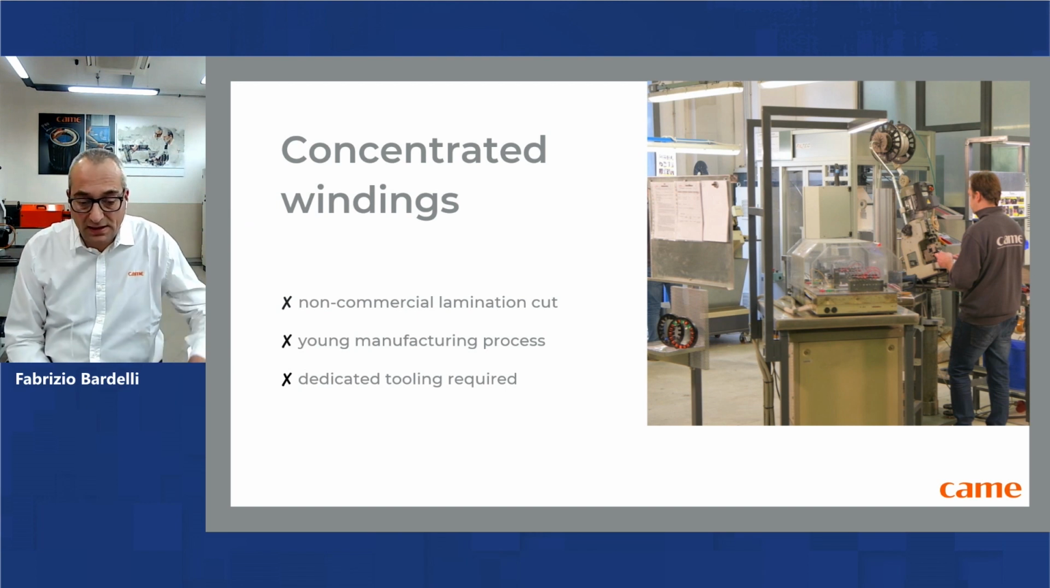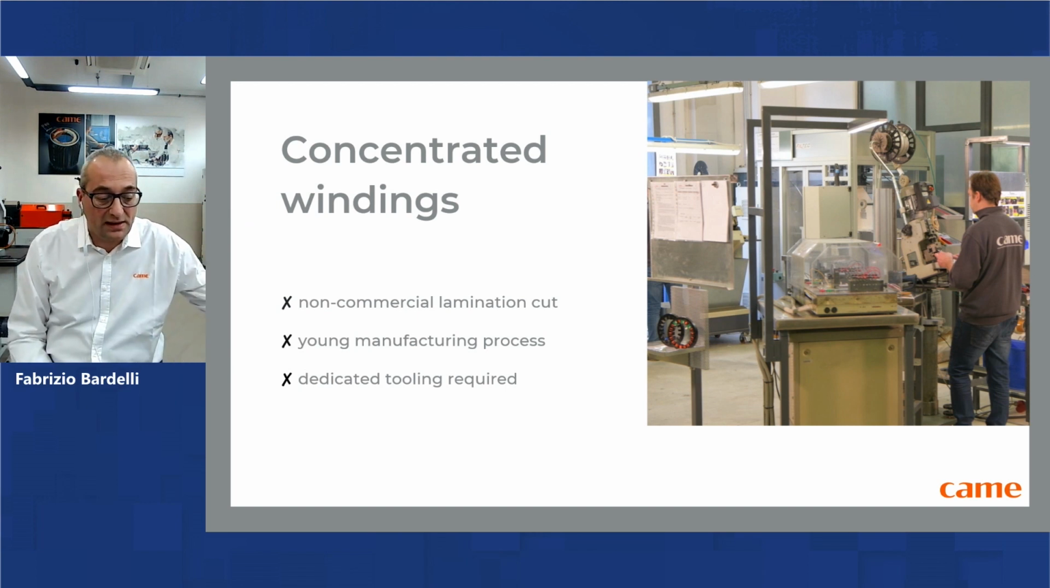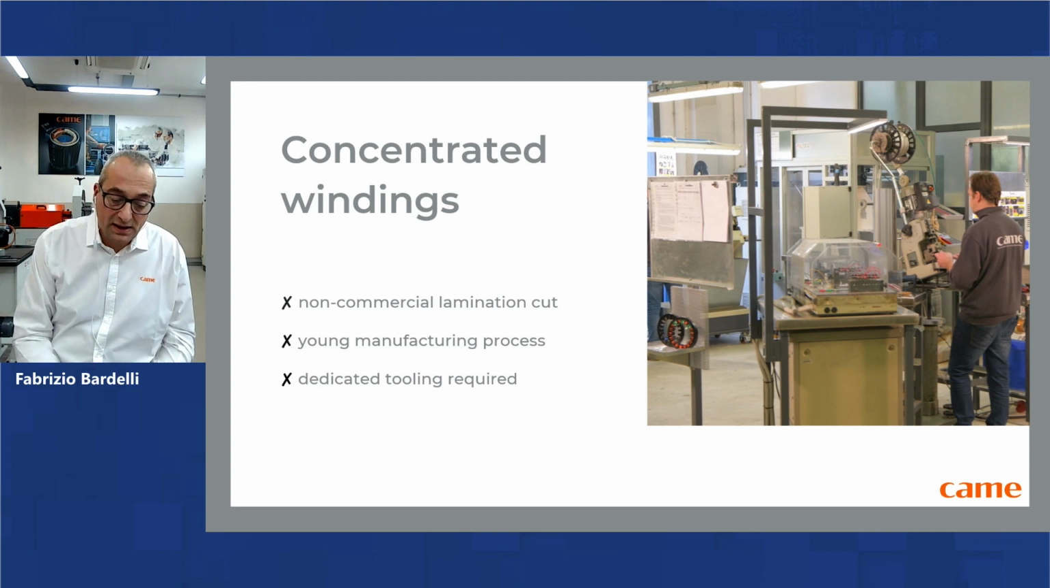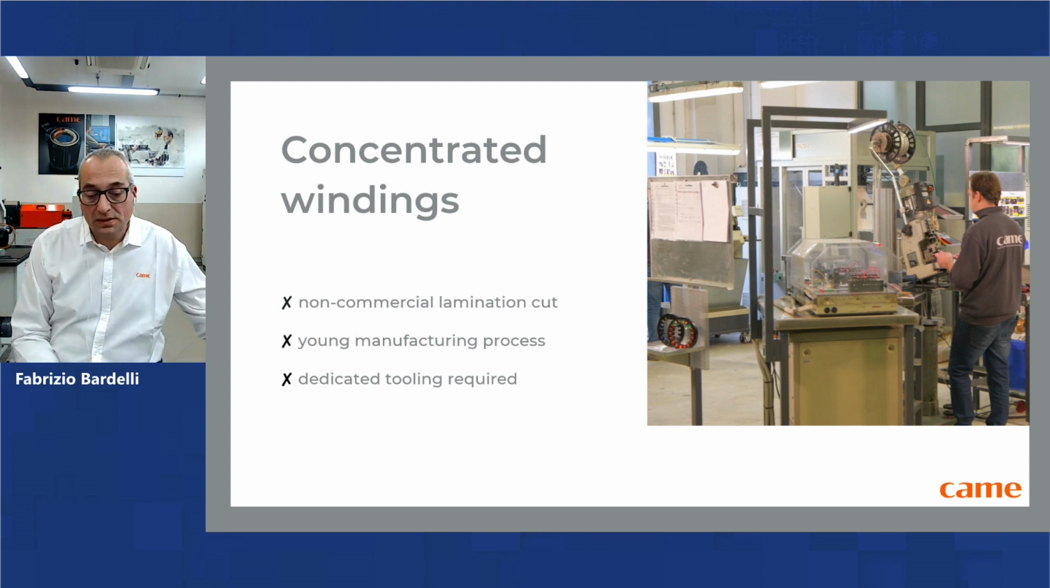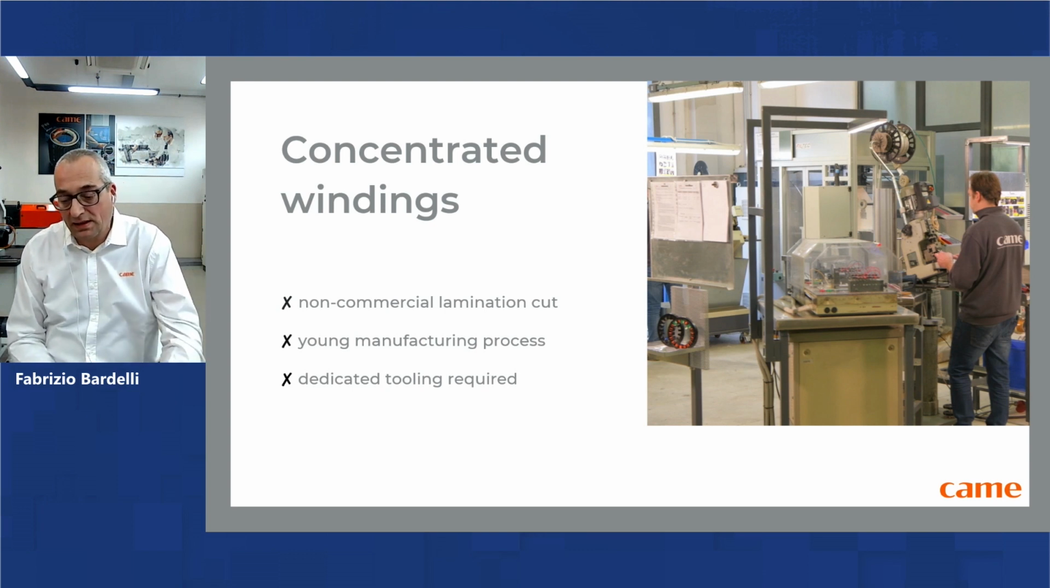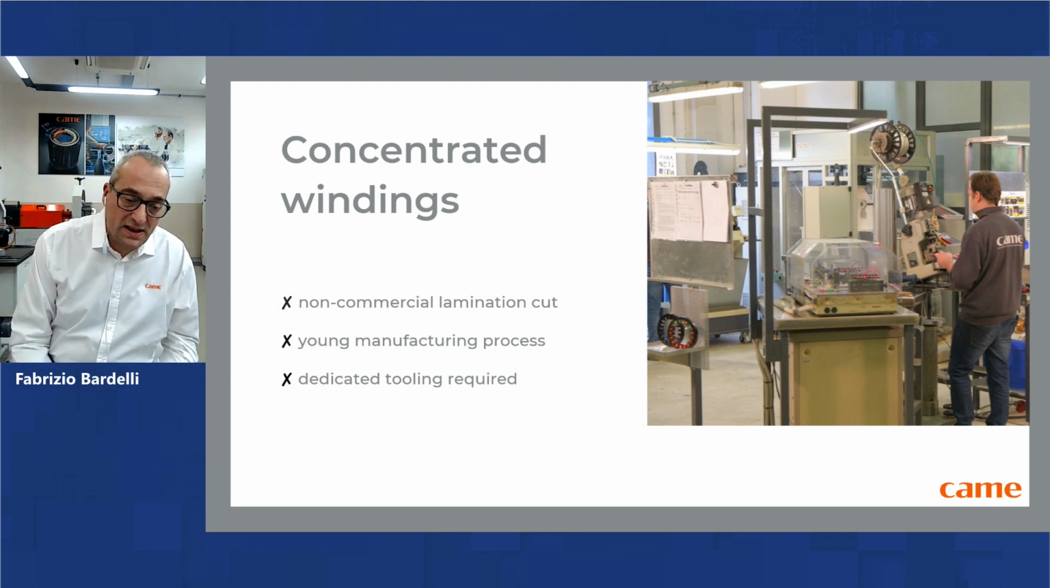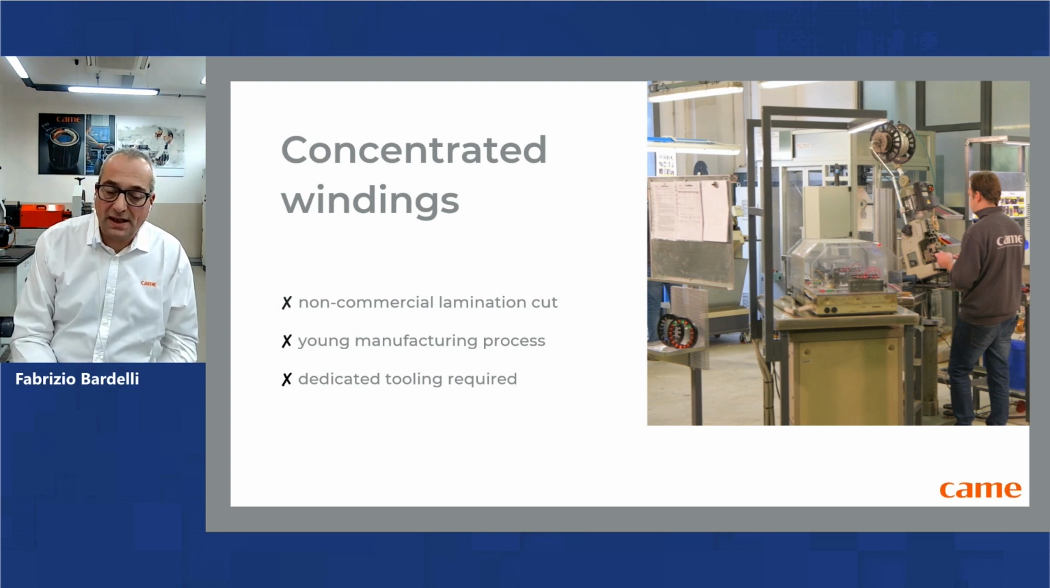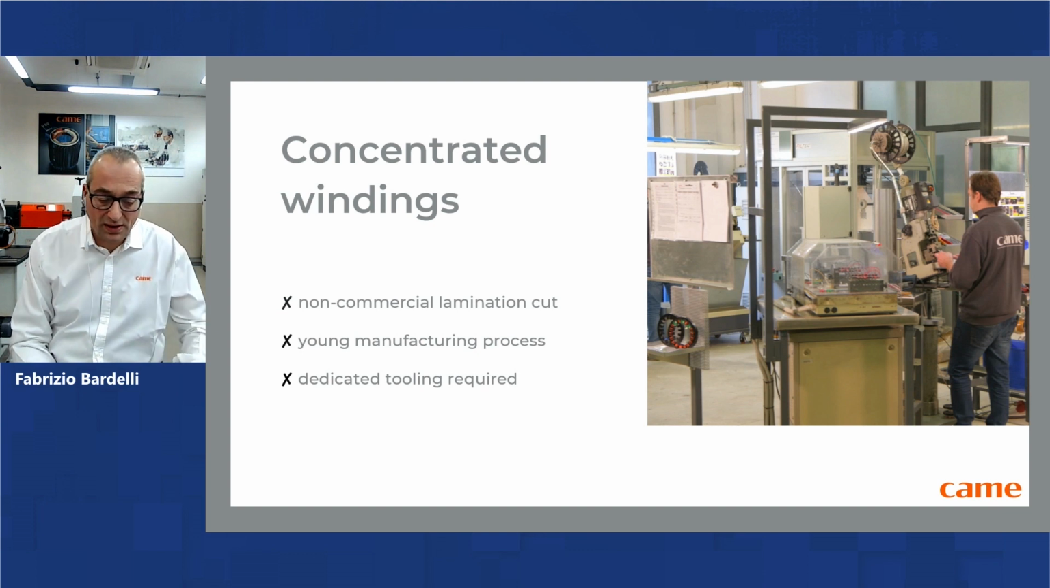Disadvantages are basically, the first one, and this is the most important in my opinion, is that there are no commercially available parts on the market. It means that the experience of Kame so far is that every project with concentrated winding is a customized project. So it is not possible to find the lamination cut available on the market. So when you think about the project, you have to think about the investment for the lamination cut.